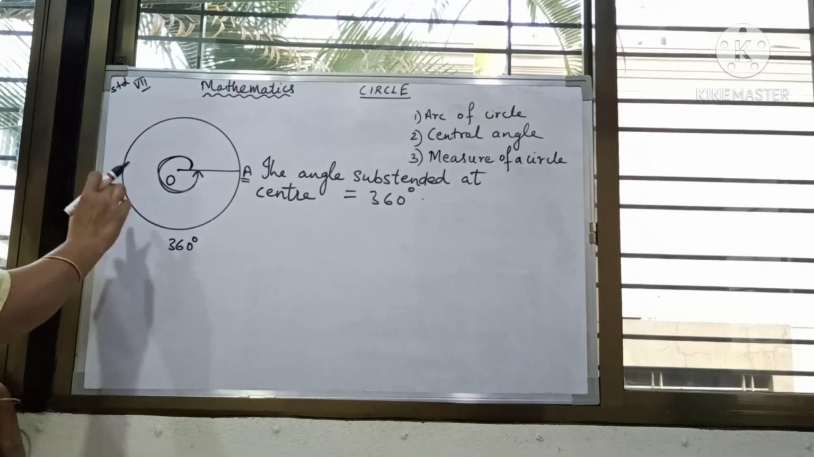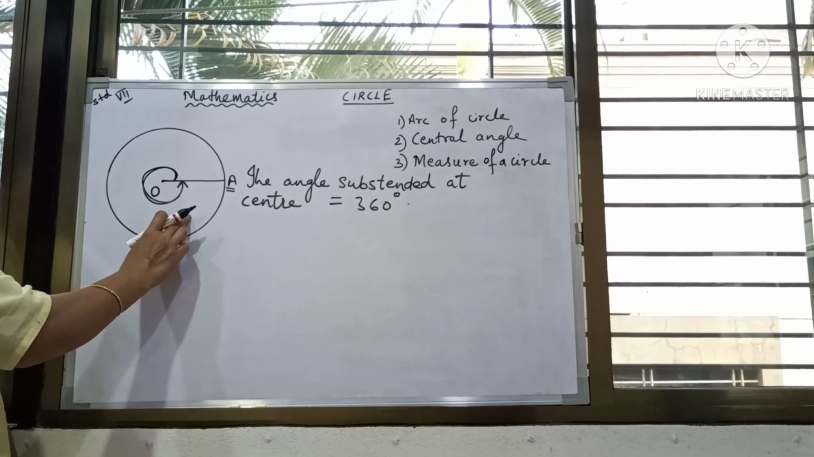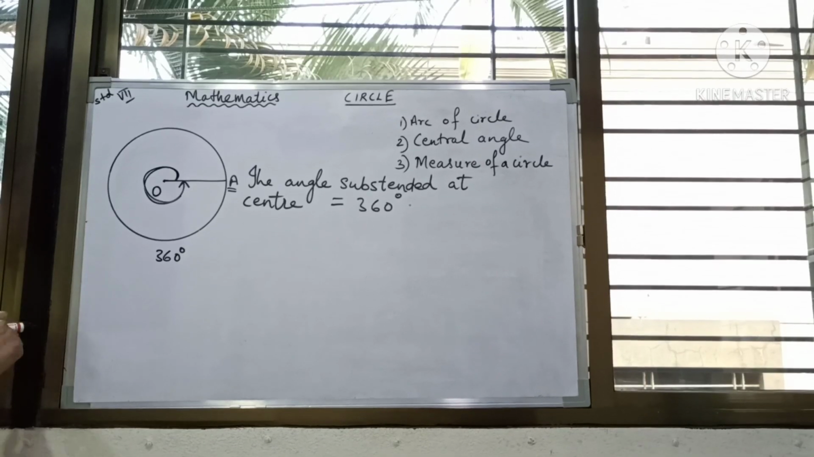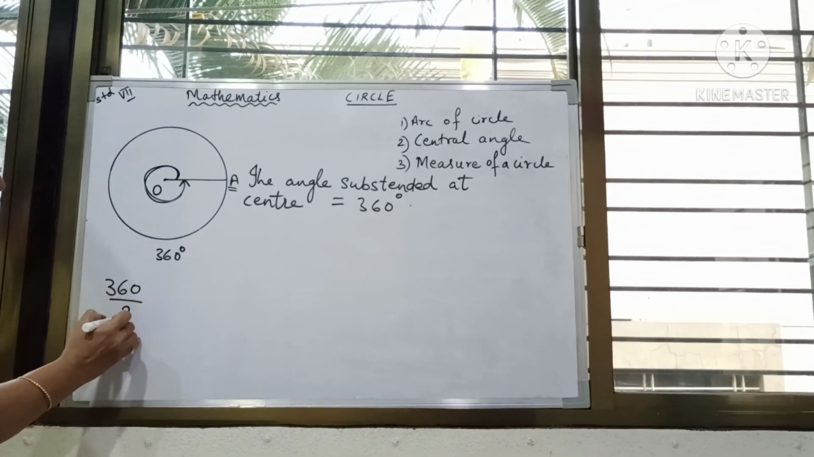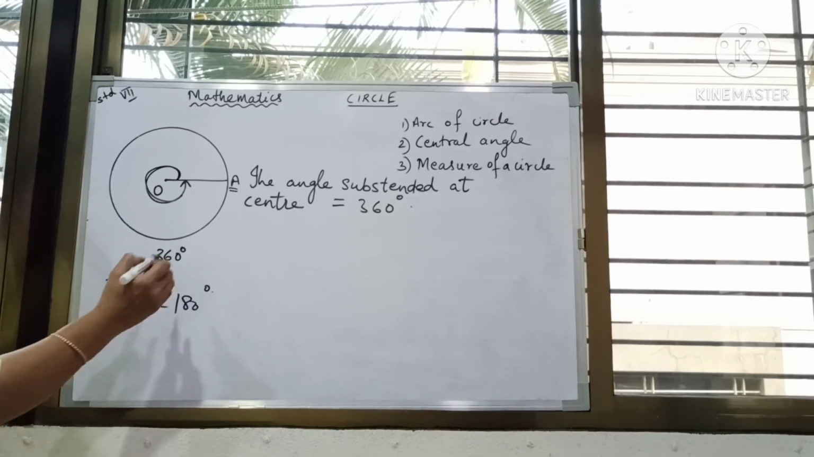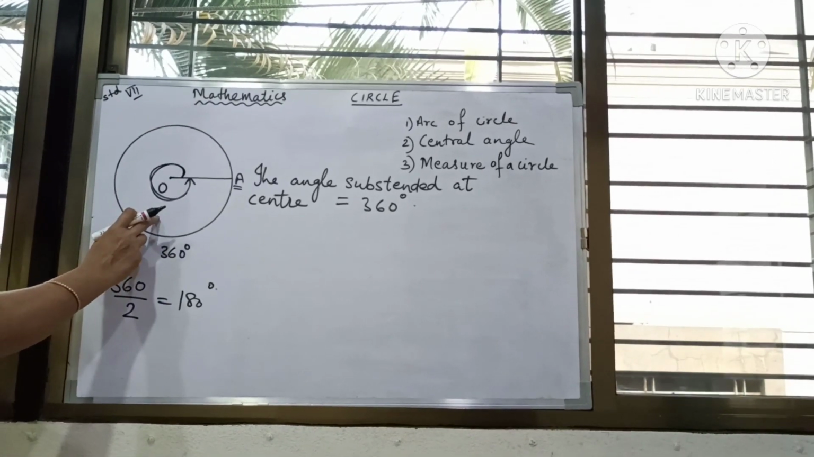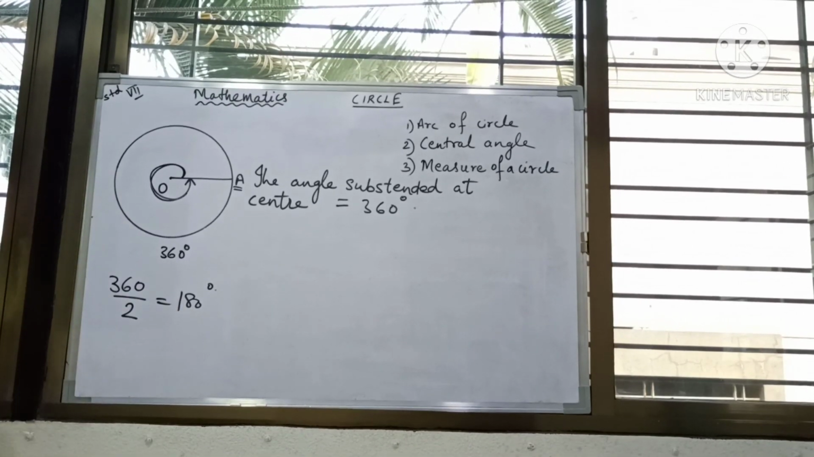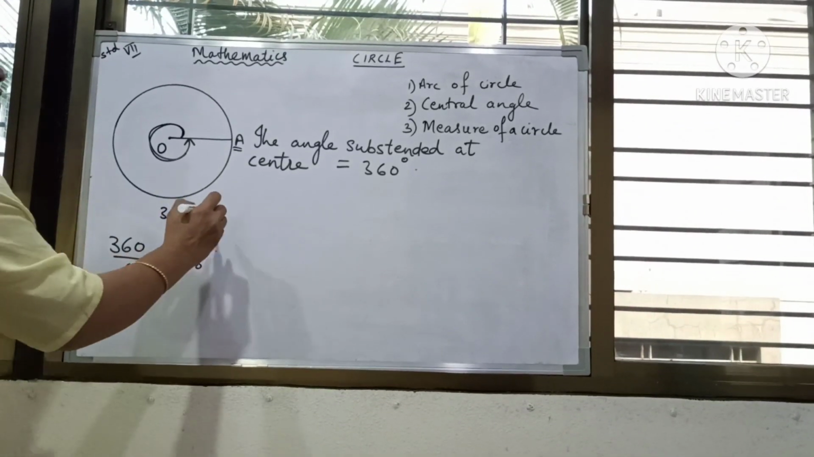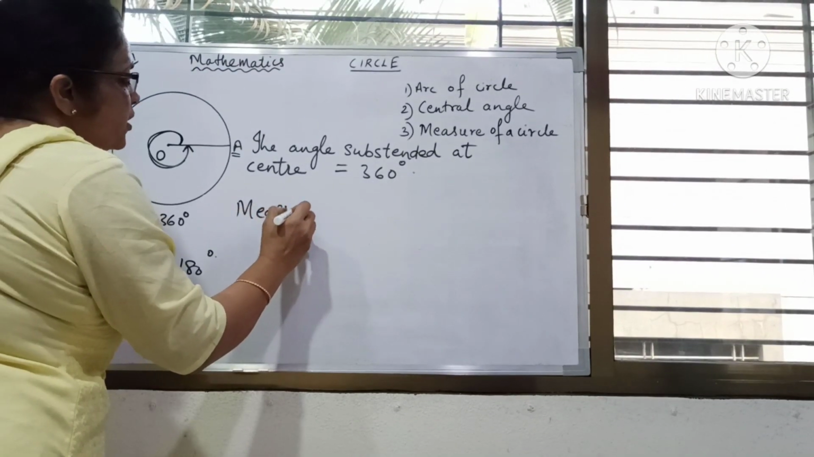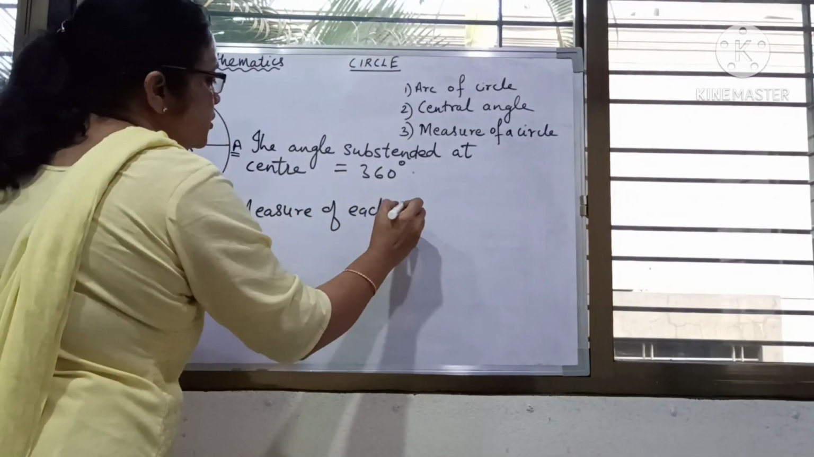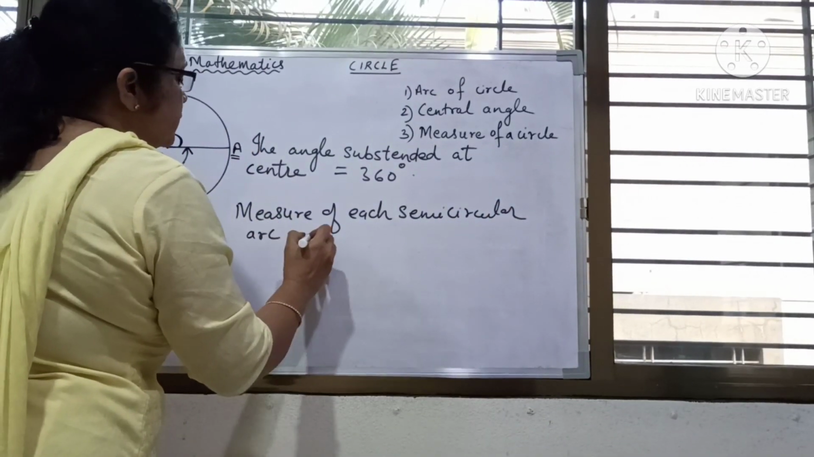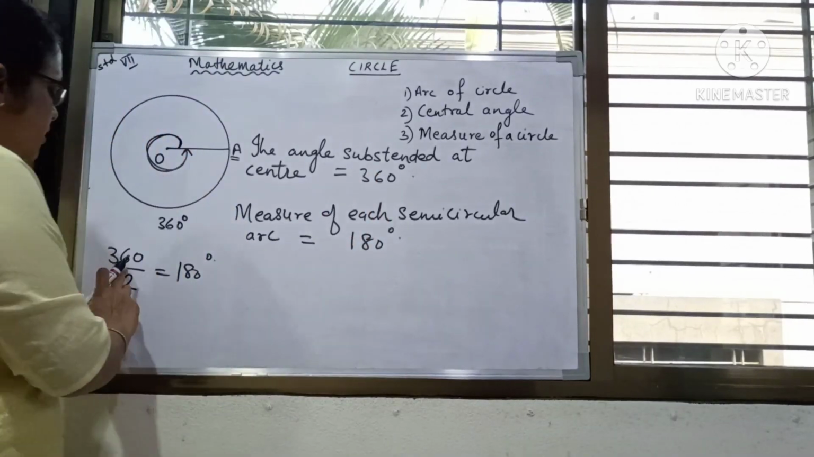Now you know that a diameter divides the circle into two parts. So you get semicircular arcs. So the measure of the semicircular arc will be 360 divided by 2, that is 180 degrees, because both the arcs are equal. Therefore, measure of each semicircular arc is equal to 180 degrees.